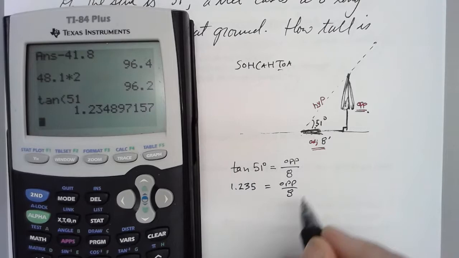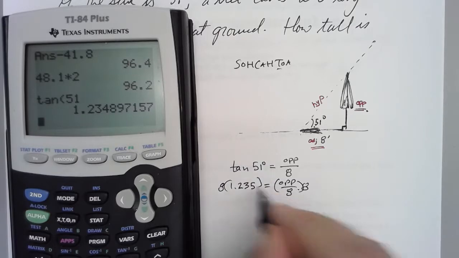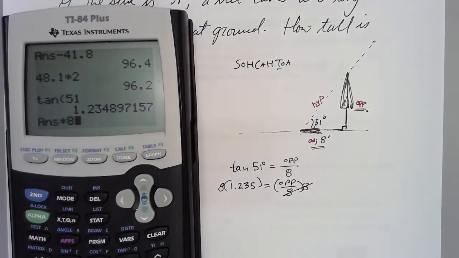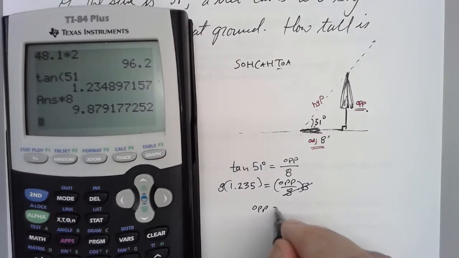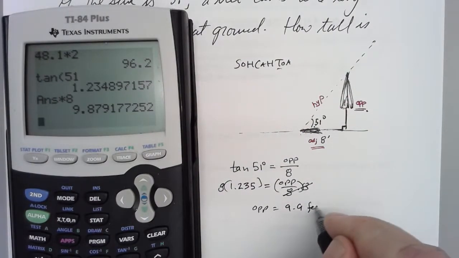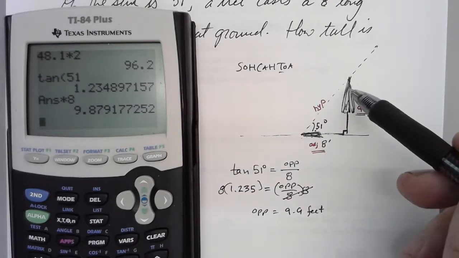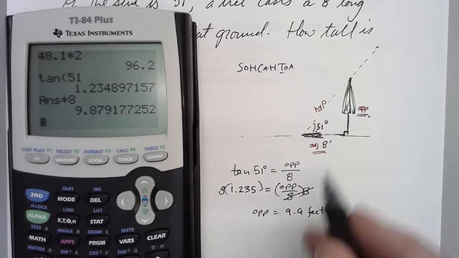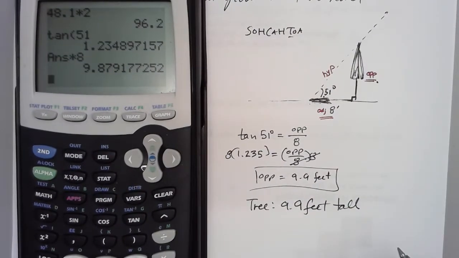So to get opposite, I just have to multiply both sides of this equation by 8. Those divide away, and the opposite is 9.9. And what's my units for these lengths? It's feet. 9.9 feet. And in this case, this answers the question. The opposite side is the length, the height of the tree. So the tree is 9.9 feet tall, not a towering oak. So that's my first example.